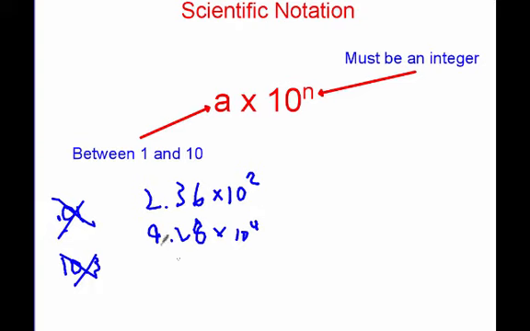Now, the reason we use scientific notation is to write very, very big or very, very small numbers. For example, 2.36 times 10 to the negative second power is the same thing as 0.0236, and 9.28 times 10 to the fourth power is the same thing as 92,800. All right, so the rule is a must be between 1 and 10, and n must be an integer.